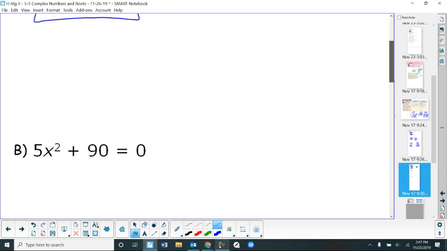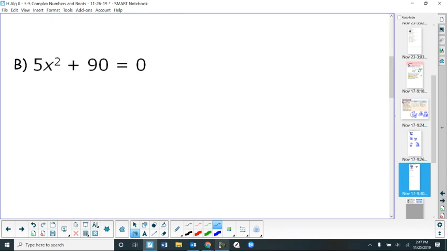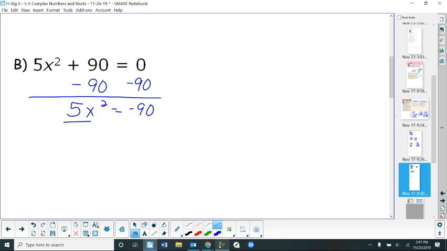With 12i. All right, so on part B, again, these are easy because there's no b term, and anytime there's no b term, I can just use square roots. So I'm going to isolate my x squared. I'm going to subtract the 90, and when I do, I get 5x squared equals -90. Still isolating that x squared, I'm going to divide both sides by 5. When I do, I get x squared equals -18. So isolate that x squared first.